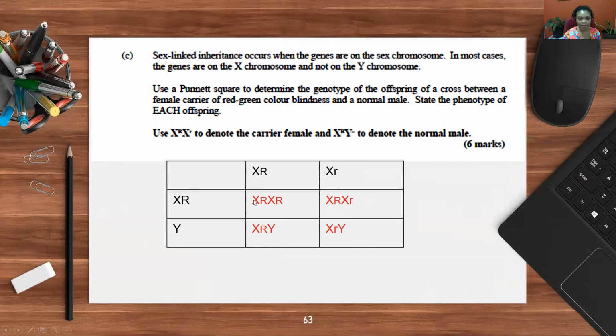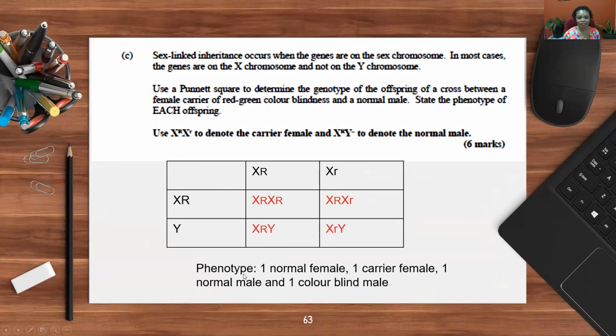X big R times X big R gives you X big R, X big R. X big R times X little r gives you X big R X little r, X big R Y, X little r Y. So the phenotype would therefore be 1 normal female, there she is, 1 carrier female.